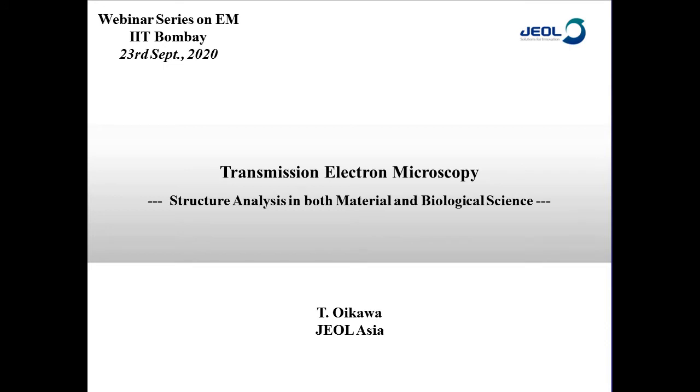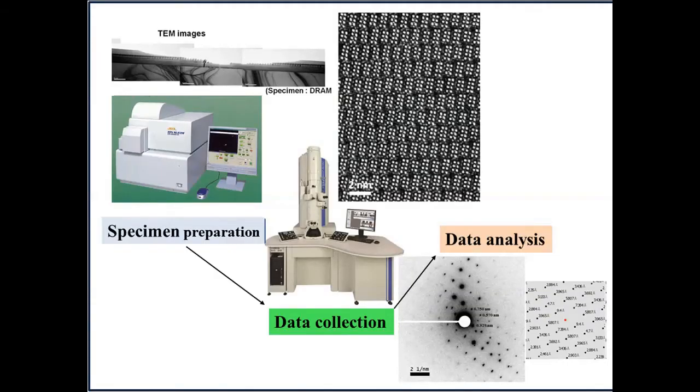Ladies and gentlemen, thank you very much for the great introduction. Today, I'd like to share the basic knowledge on transmission electron microscopy, mainly focusing on structure analysis. This is the flow of the operation of a transmission microscope. In order to observe and collect the data, we have to prepare the sample or specimen like this, so sample preparation is also very important. After sample preparation is completed, we can install the sample in the microscope. Then we can observe, for example, an atomic image. After that, we have to make a data analysis, such as diffraction analysis or lattice spacing measurement.